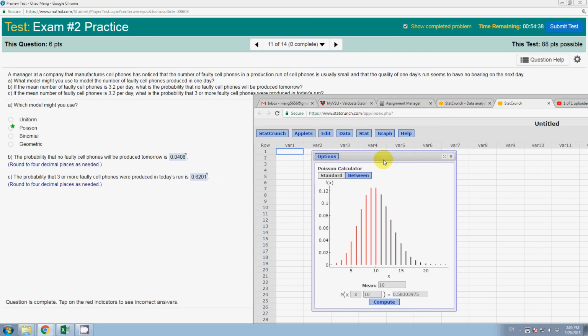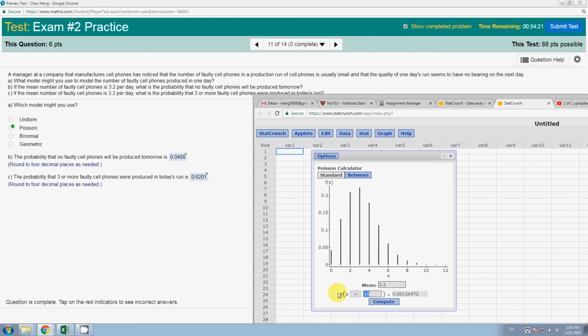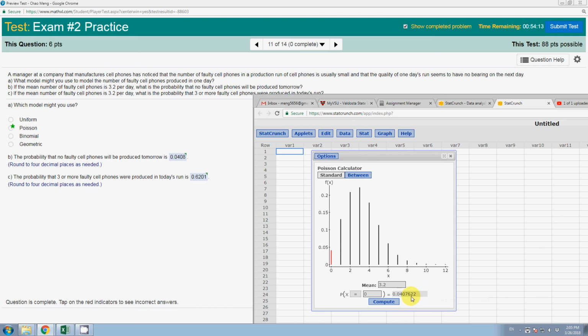We need the mean. What is the mean? The mean number of faulty cell phones is 3.2. So let's put 3.2 there. And we want to calculate the probability that there are no faulty cell phones, so the probability that the number of faulty cell phones is equal to 0. That's the one we want to calculate.